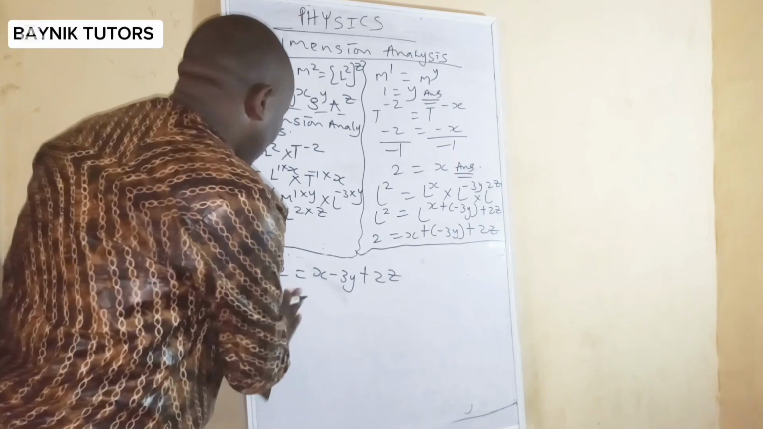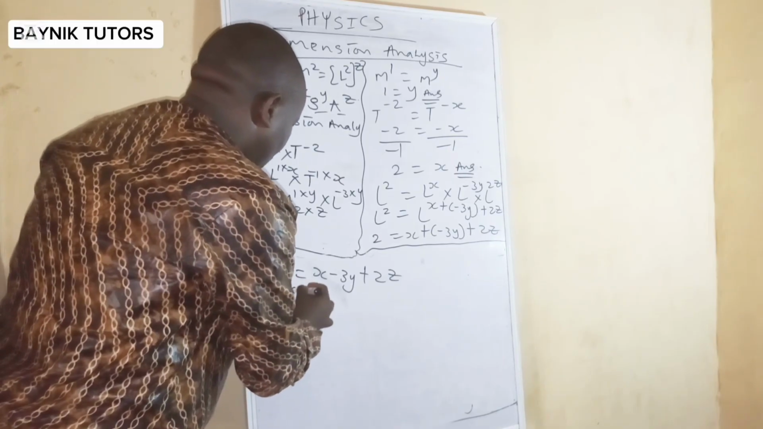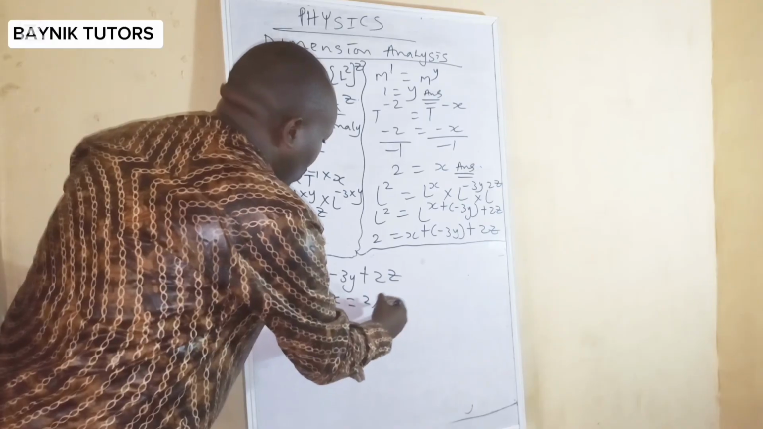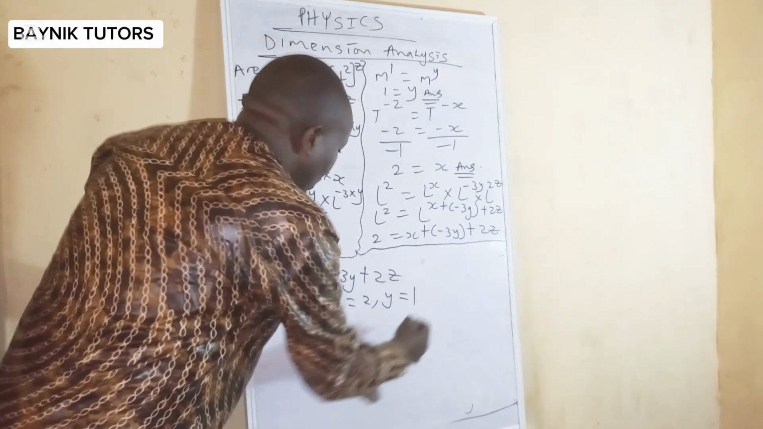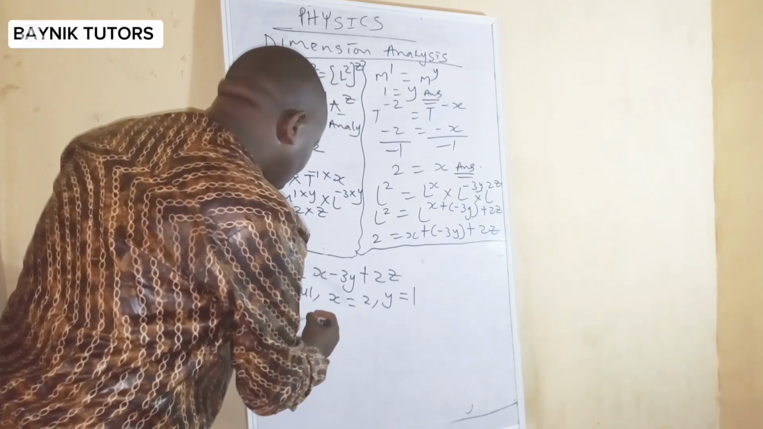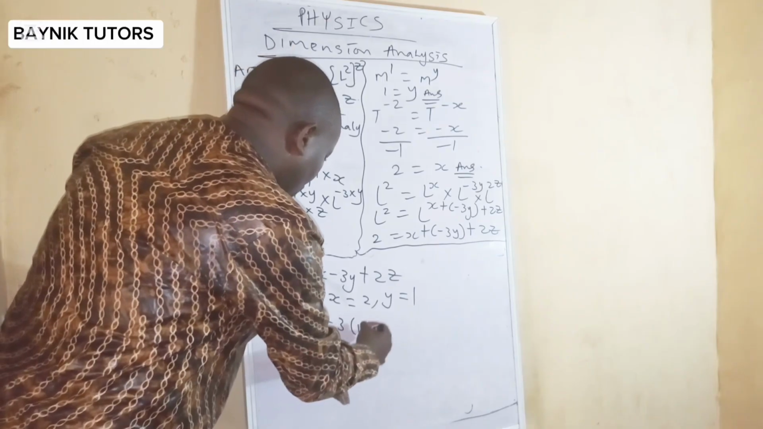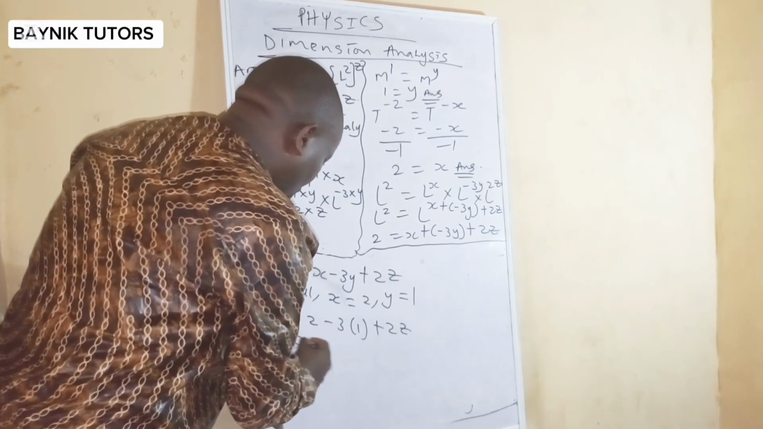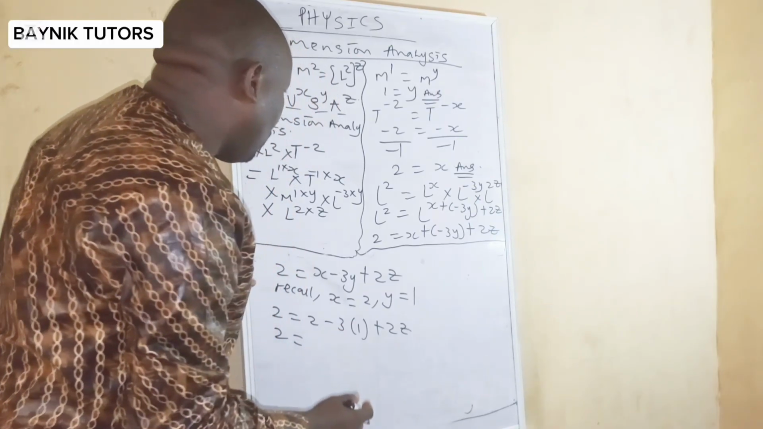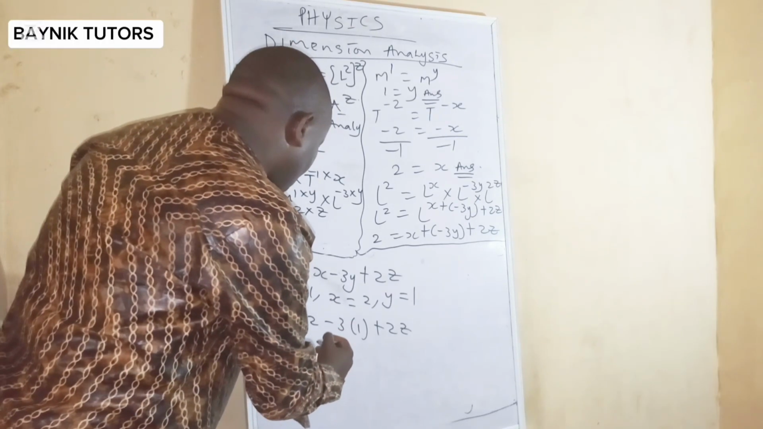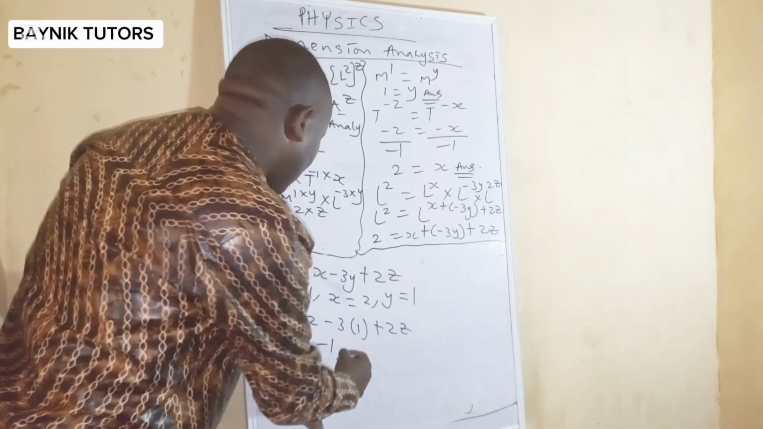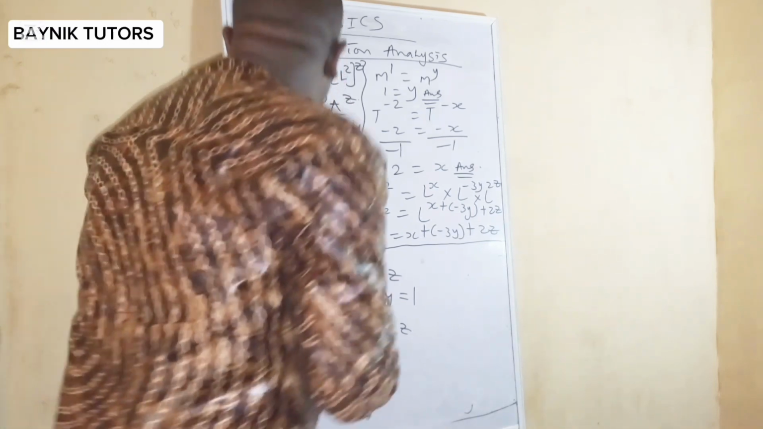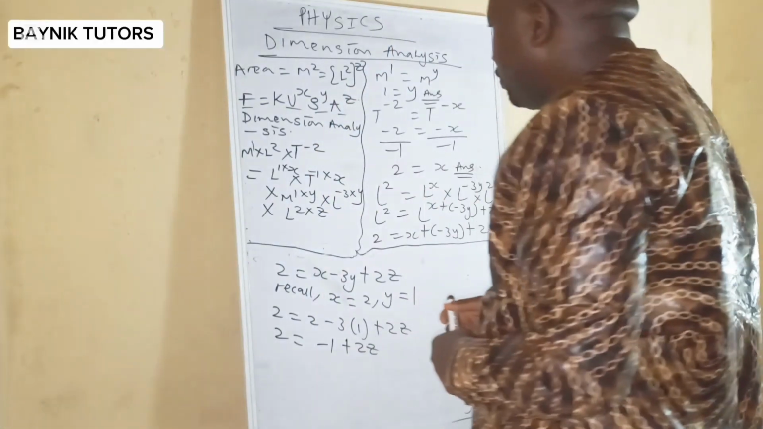So my 2 is equal to, here will now be, if you recall, x is equal to 2, y is equal to 1. So here will be 2 is equal to 2 minus 3 open bracket 1, plus 2z. So 2 is equal to, since y is 1, minus 1 plus 2z.